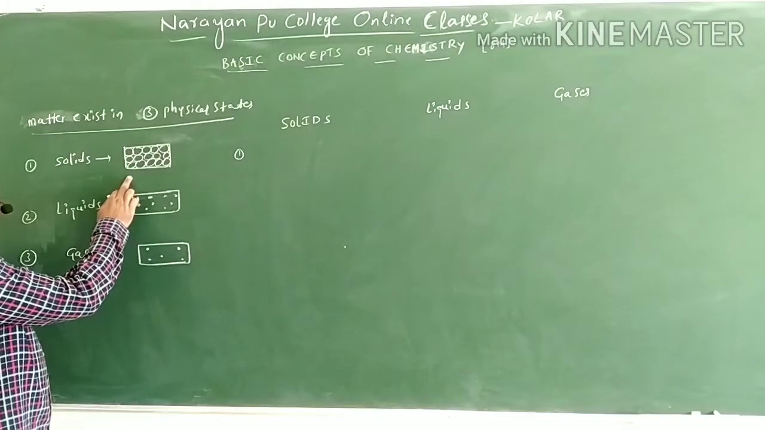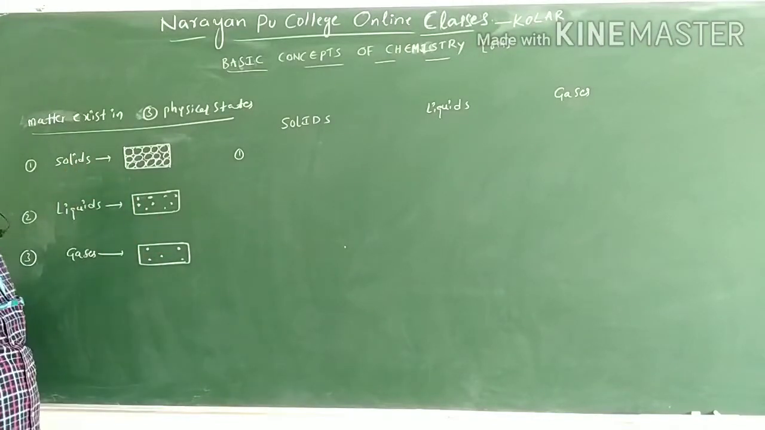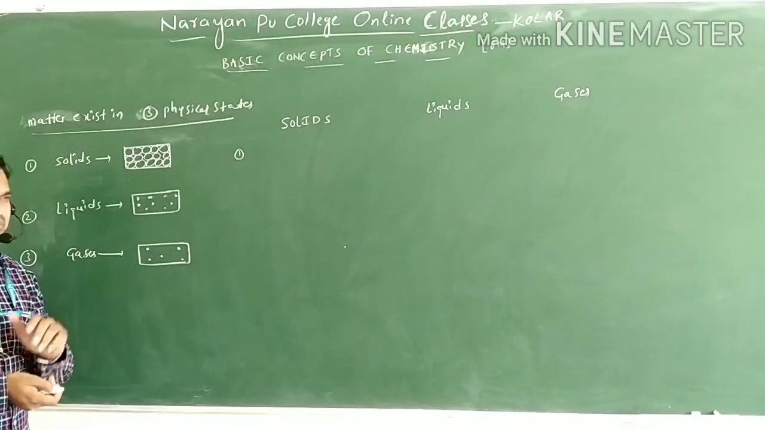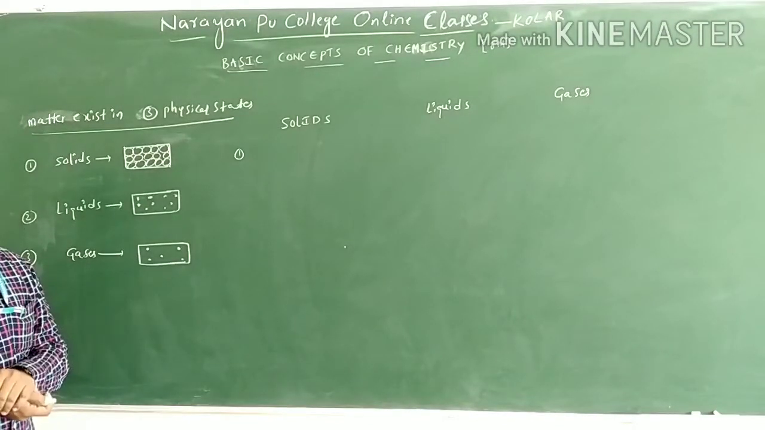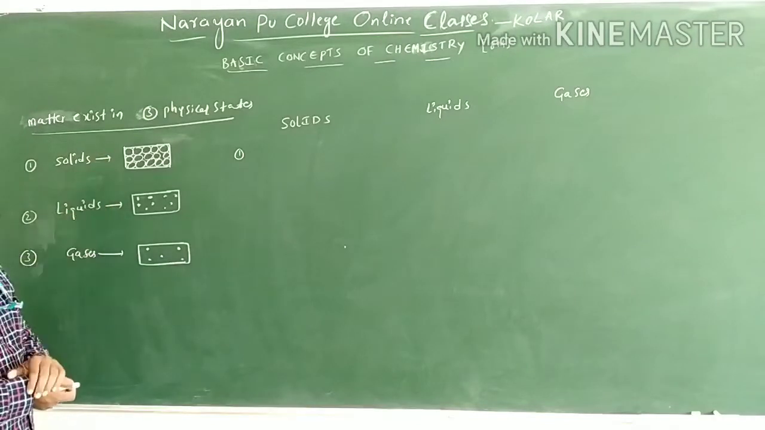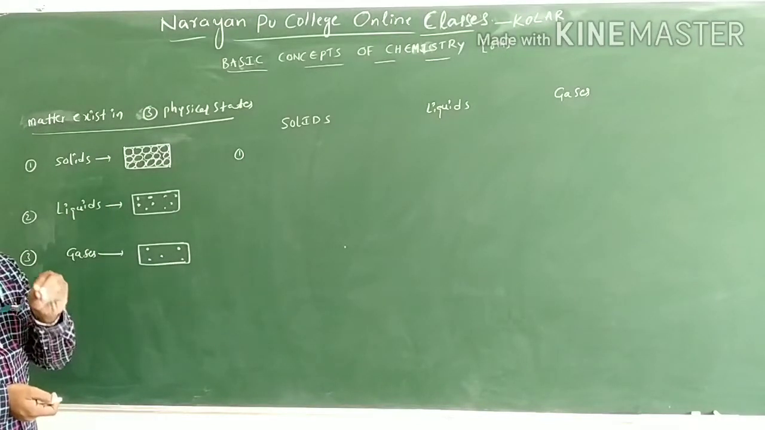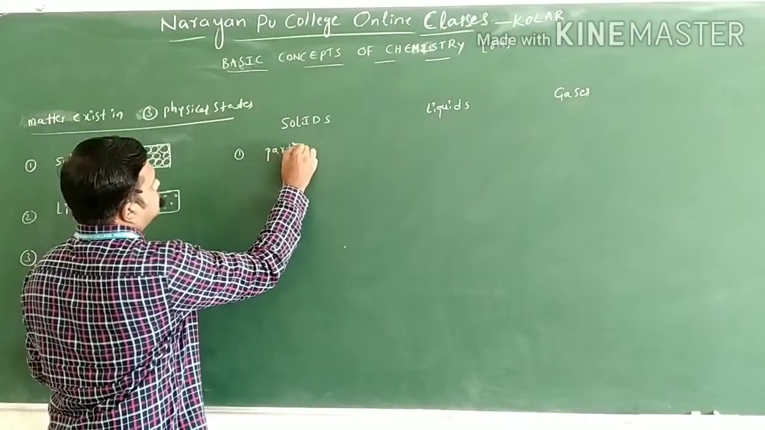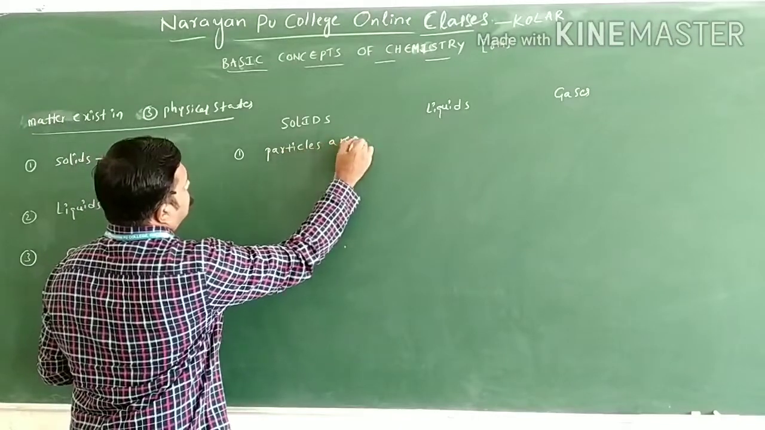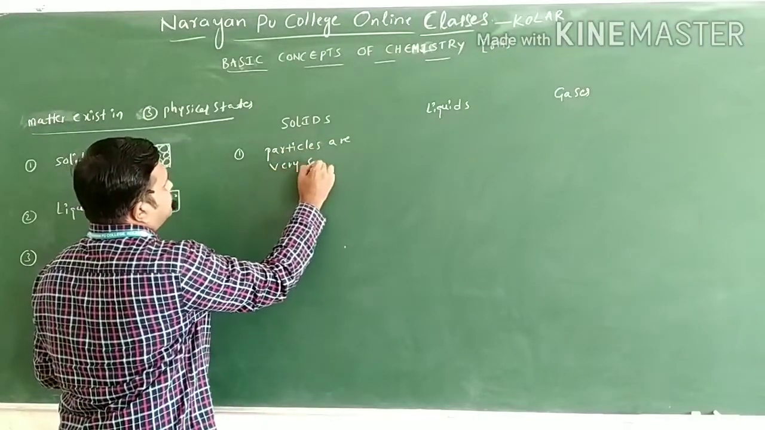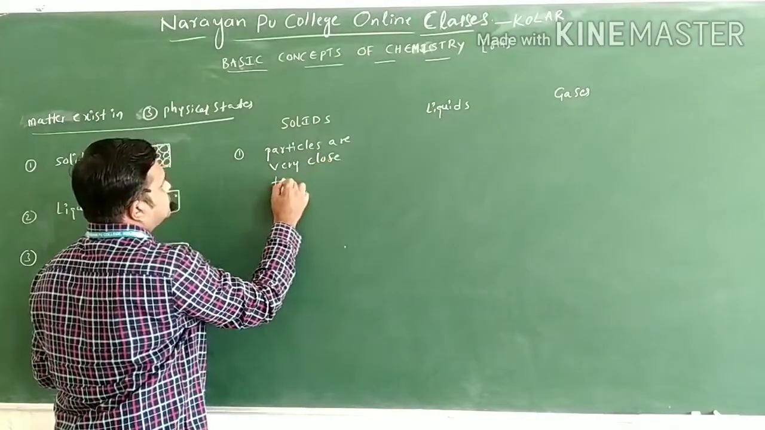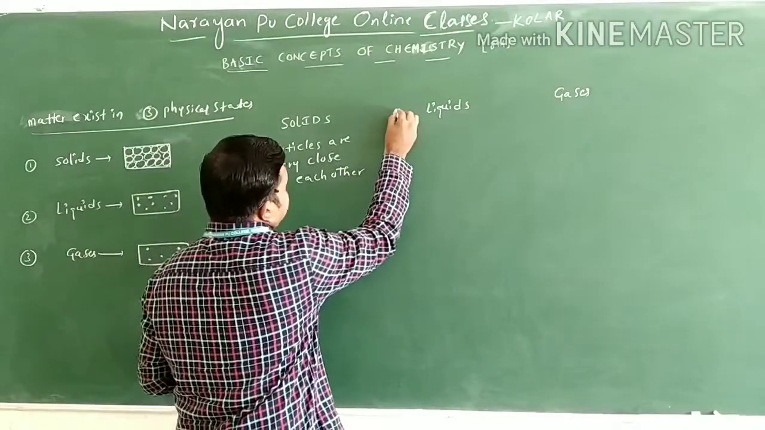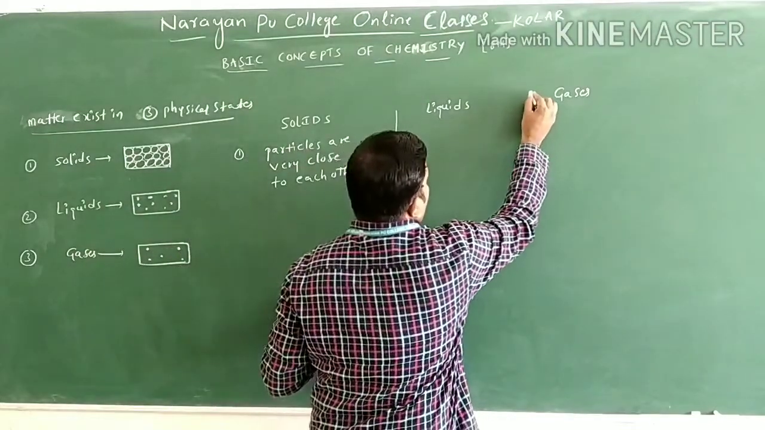So in the solid the particles are very close to each other. There is no gap present between two particles of the solids only. So in this case we can take the first point: particles are very close to each other. So this is the first point in solids.